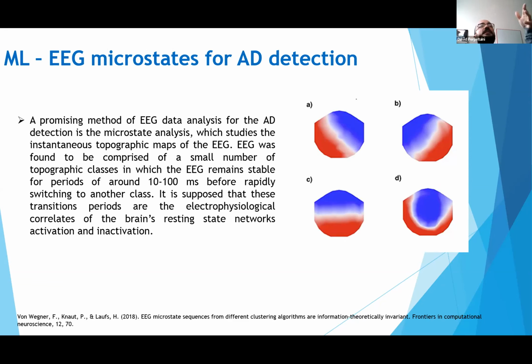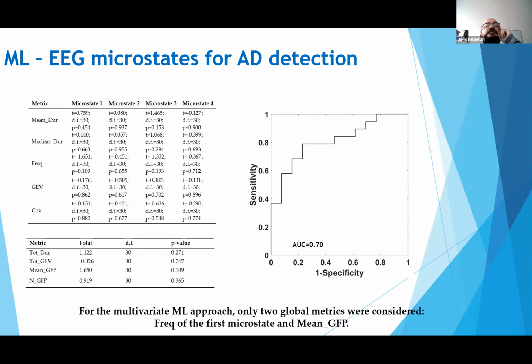So we wanted to evaluate if it is possible to extract some metrics from the EEG microstates to discriminate AD patients from healthy controls. It is possible to see that not all the metrics are able to discriminate these two populations, but some metrics are able to differentiate AD patients from healthy controls. And employing these metrics in a cross-validated linear model, it's possible to deliver a classification of the AD patients with an area under the curve of 0.7.